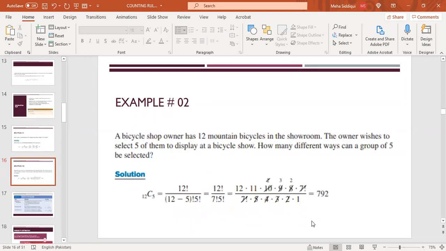A bicycle shop owner has 12 mountain bicycles in the showroom. The owner wishes to select 5 of them to display at a bicycle show. How many different ways can a group of 5 be selected? Again, we have 12 mountain bicycles in total, and out of them 5 are selected to display at a show. So r is 5 and n is 12. Subtracting 12 minus 5 we get 7 and then 5, and we split the value of 5, that is 5 4 3 2 1. We cancel up and down, and multiplying these values we get 792.